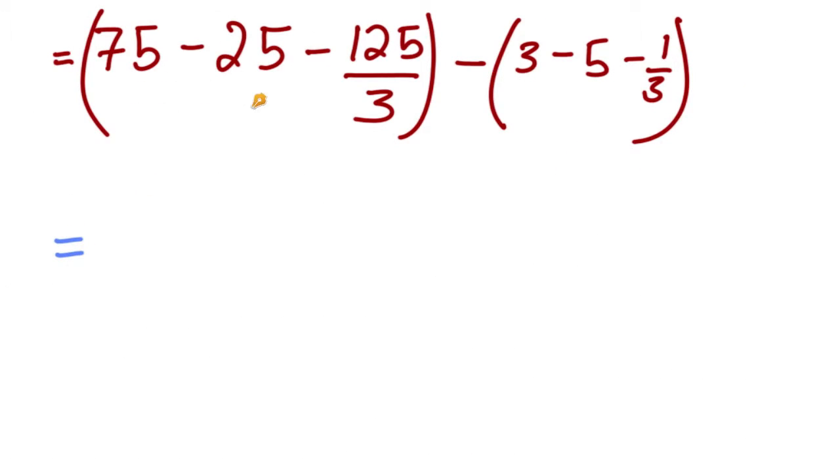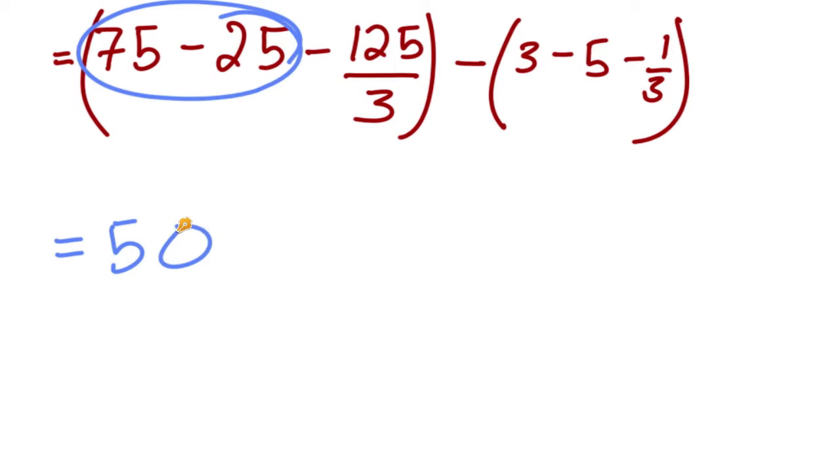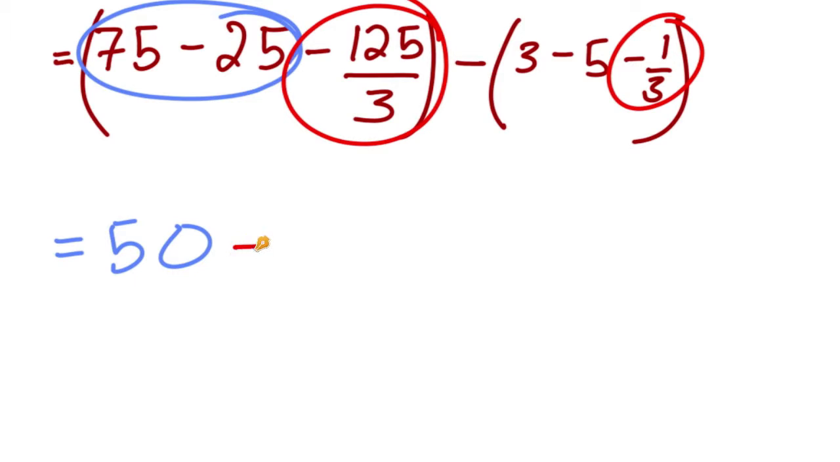And so then let's simplify this a little bit. These two, if I add these two up, I get 50. And then if I combine this negative 125 thirds and then plus 1/3, that's going to be negative 124 over 3. And then this is 3 minus 5, that's negative 2, so this is going to be plus 2.